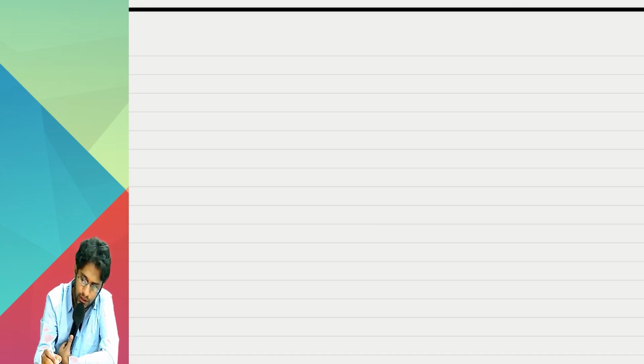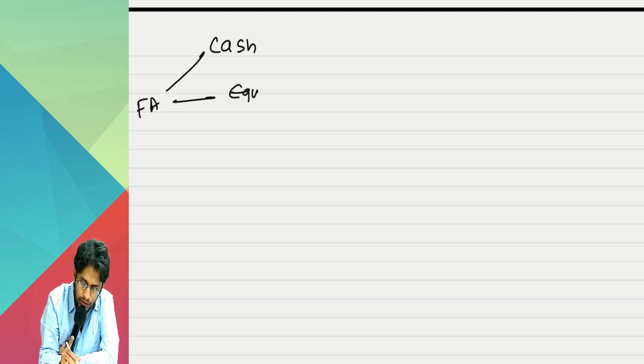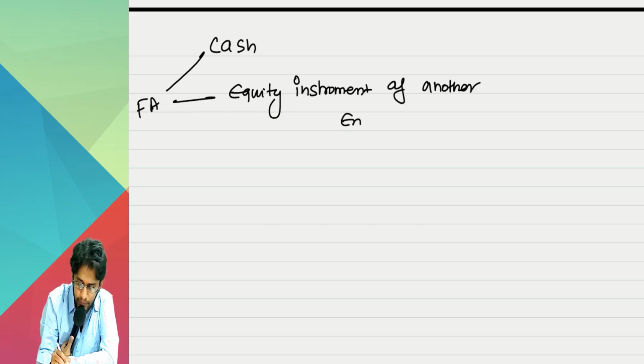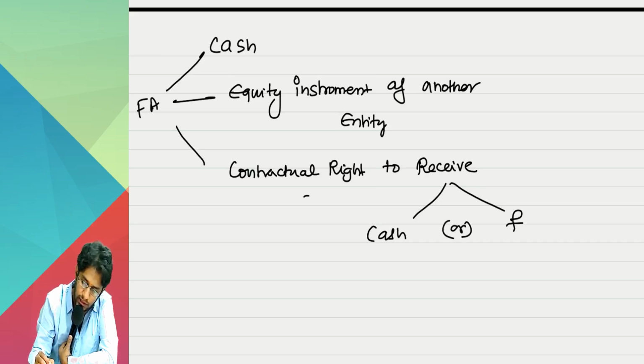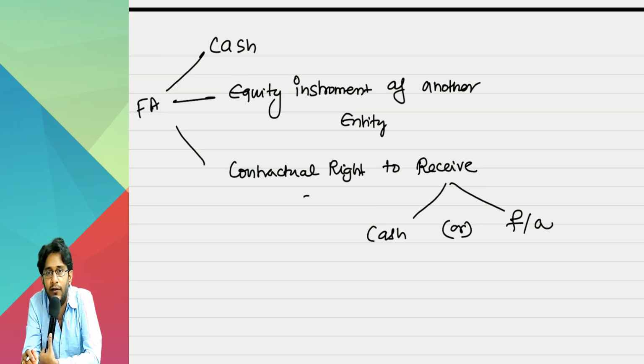So now we have discussed three points. One: straight away, cash is a financial asset. Two: an equity instrument of another entity is a financial asset. Three: you should have a contractual right to receive, either cash or any other financial asset. So first of all, we are reading the definition of financial asset. In the definition they again said that the right to receive a financial asset is also a financial asset.